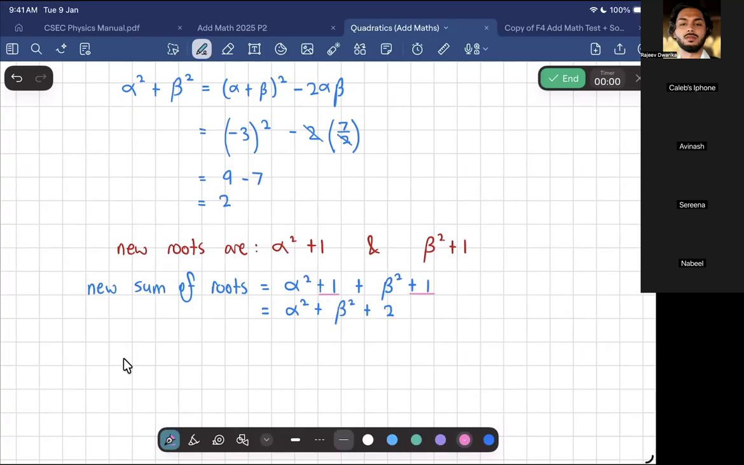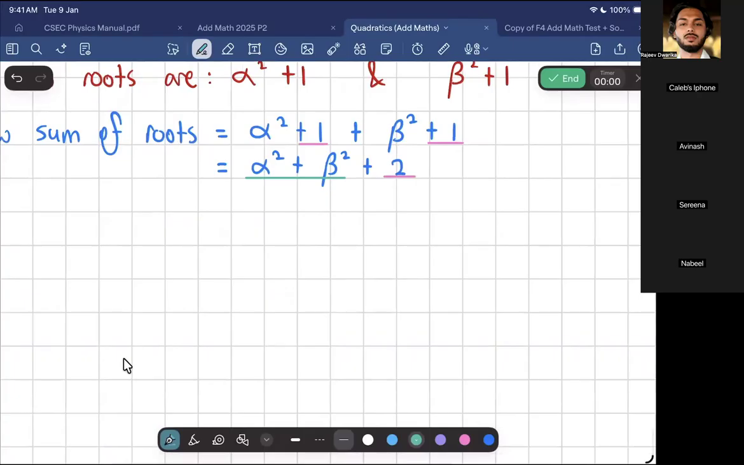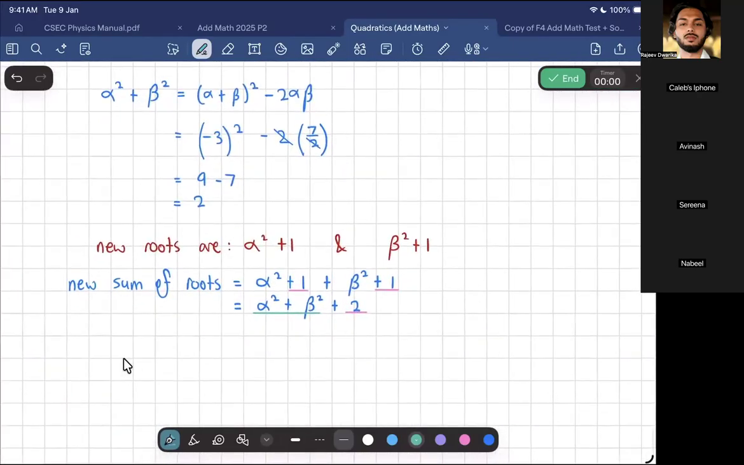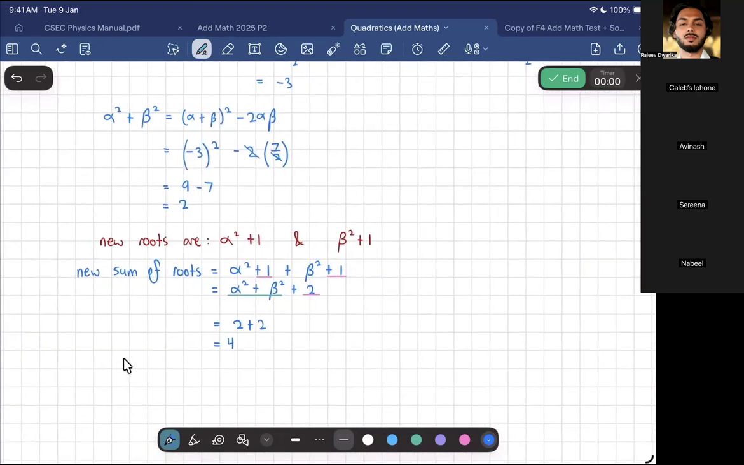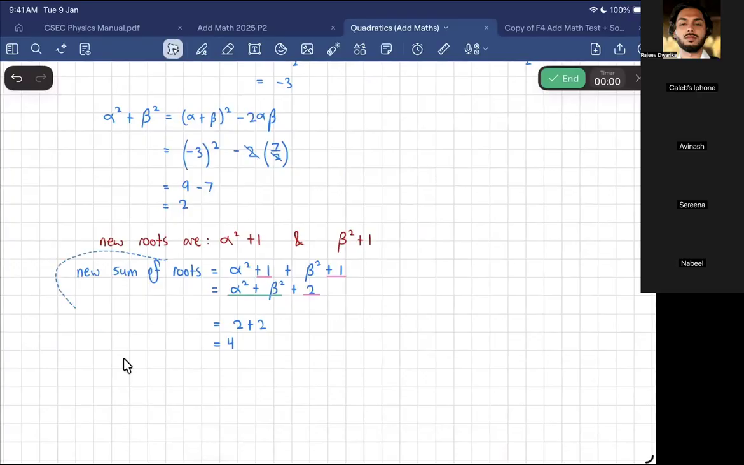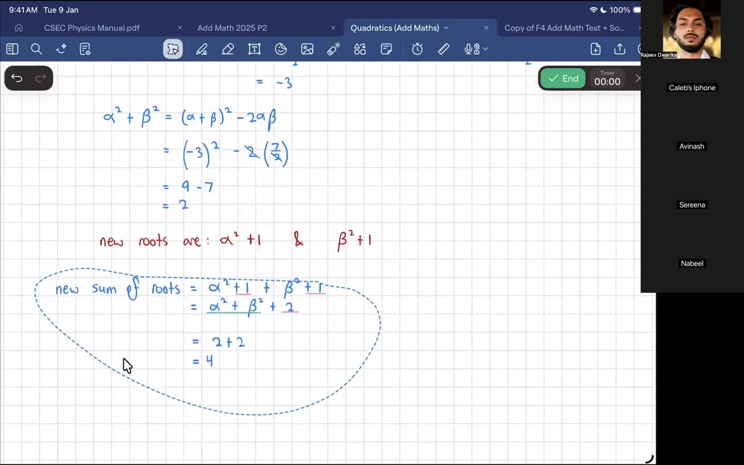Now, notice that you're seeing alpha squared plus beta squared. What do we know alpha squared plus beta squared is equal to? 2. Just calculate it already, so it's 2. So that's just going to be 2 plus 2. So the new sum of the roots is 4. Understand? Yes, sir.